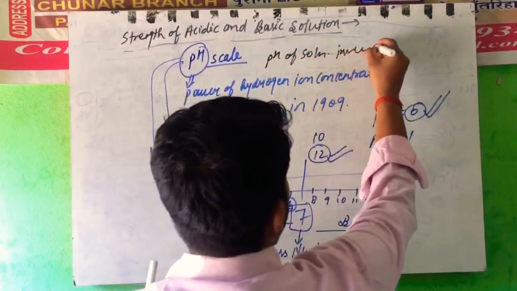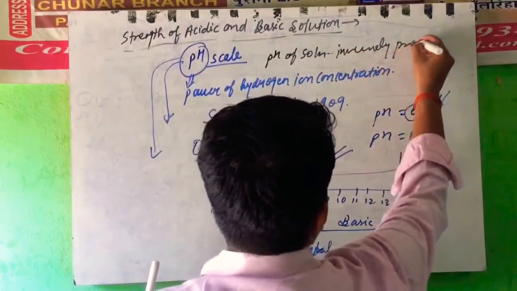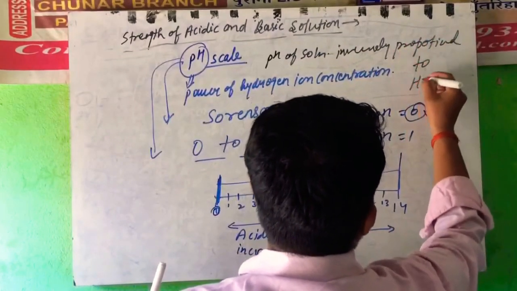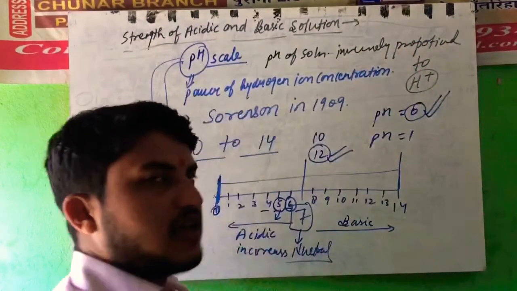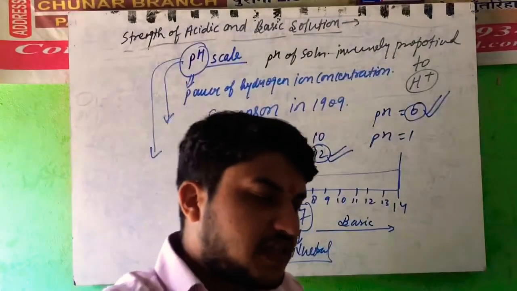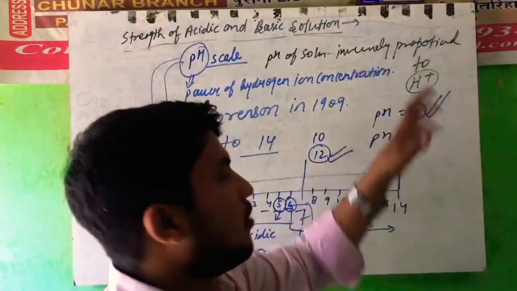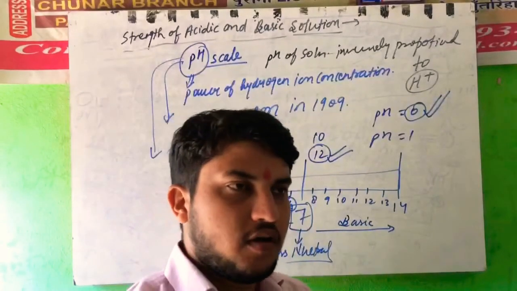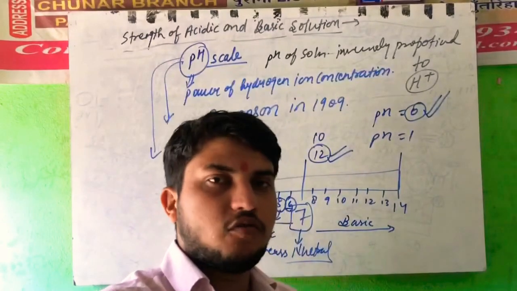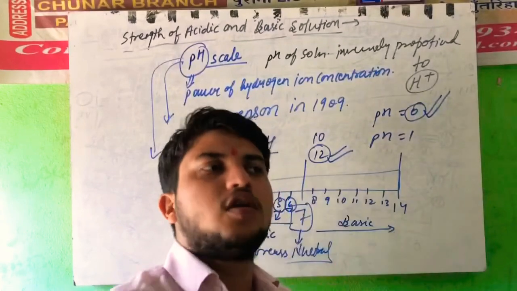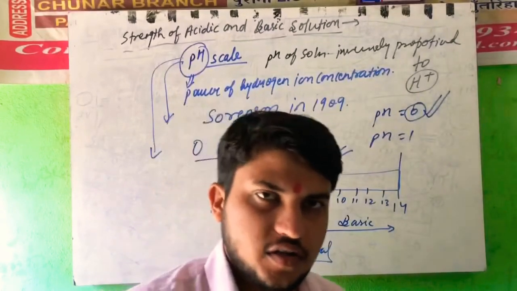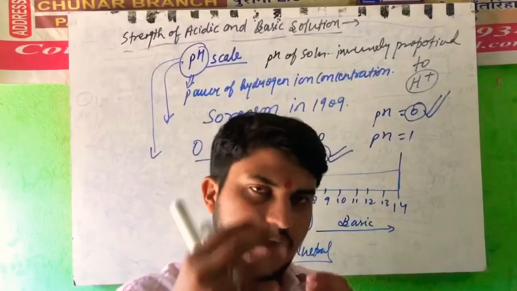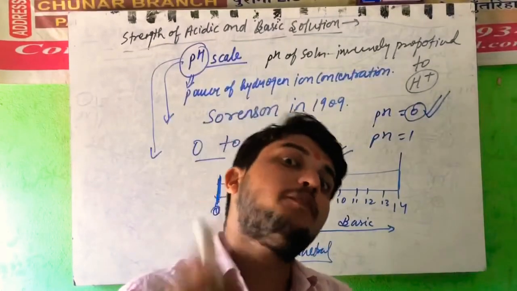Okay students, so we can say that the pH of a solution is inversely proportional to the hydrogen ion concentration, H plus ion. This means if H plus is more, then the pH value is less. This point should be noted. If pH is less, then it is more acidic. If pH is more, then it will be more basic.